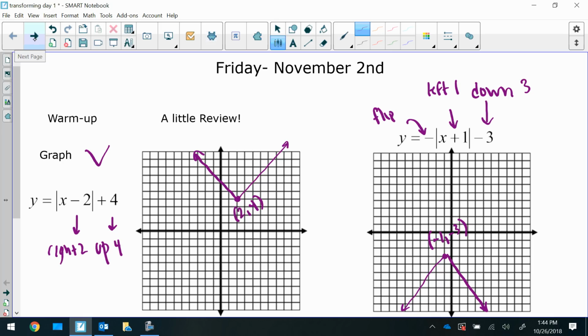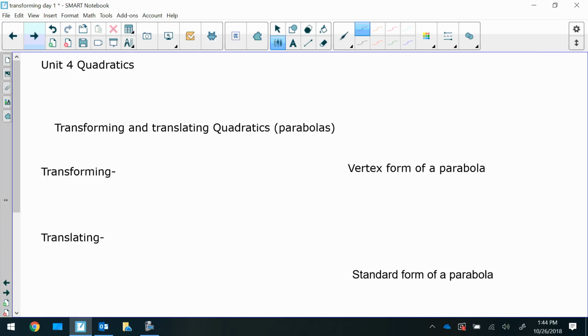So let's relate that to parabolas. First thing that you have to know is you're going to hear some vocab from me. Transforming is to change the shape.